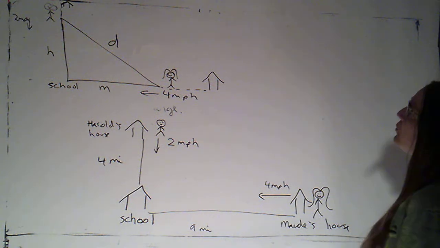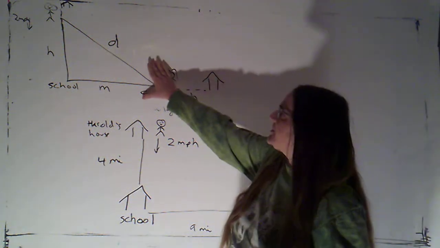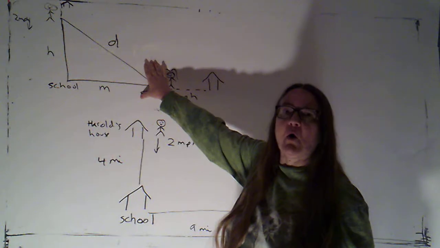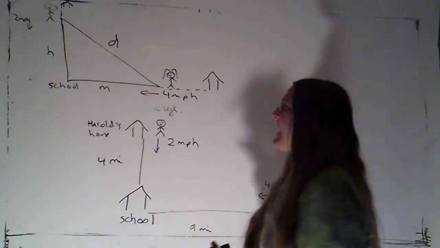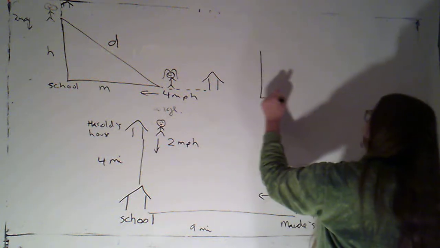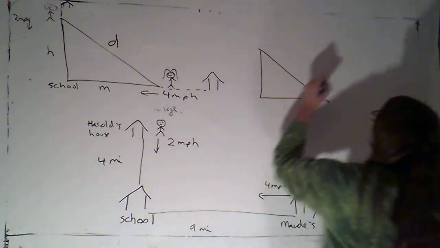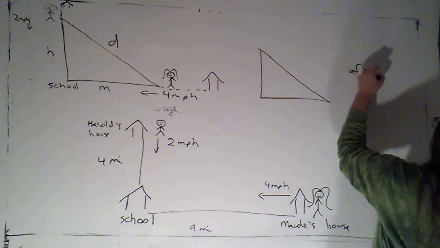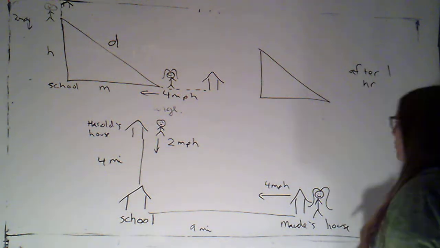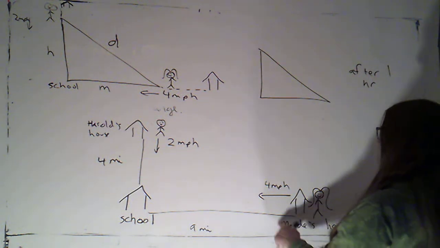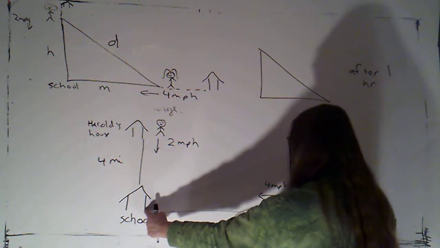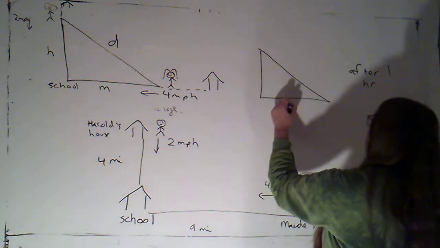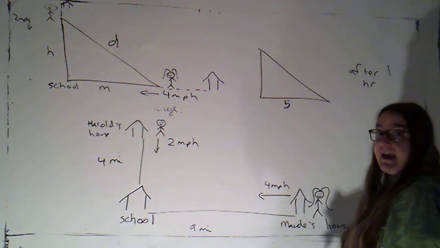Okay, so what I'm going to do is, this is sort of the active picture. This is what I have at every moment in time. We are asked what happens after 1 hour. So I'm going to draw the static picture, just taking a snapshot in time. After 1 hour, if Maude's walking at 4 miles an hour and she started with 9 miles to go, she'll have walked 4 of those. M is going to be 5 at that time.